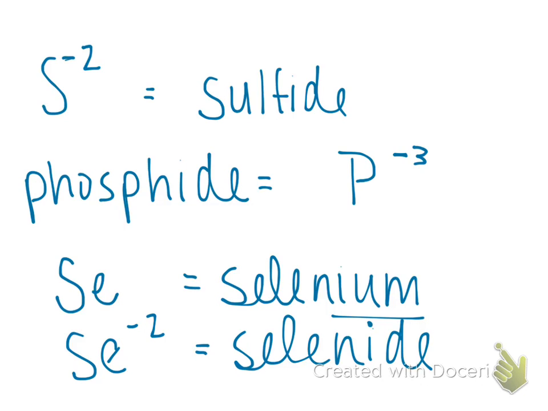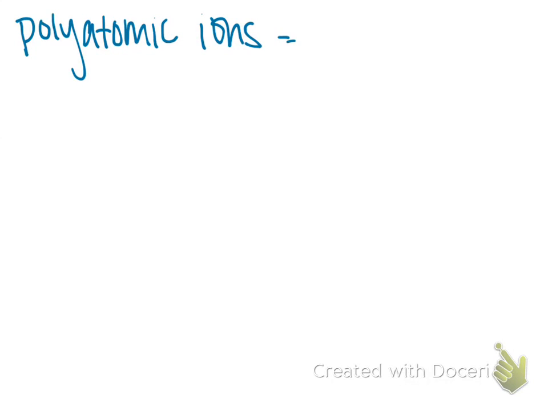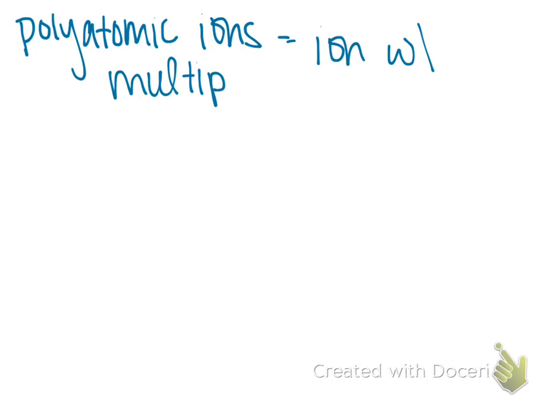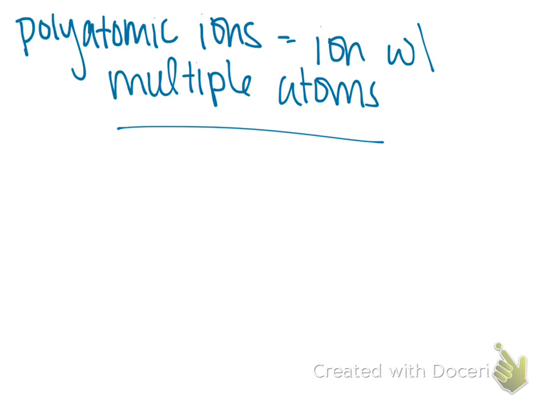Okay, the next thing we're going to look at is called polyatomic ions. Okay, more than one, good. It's an ion with multiple atoms. Okay, so on top of your periodic table of ions, there's some that I want you to maybe put a star by or underline or something that we'll use often, okay?